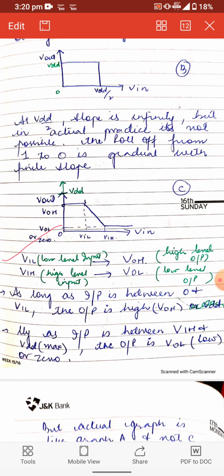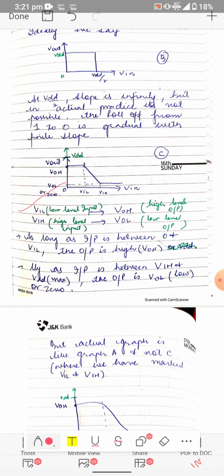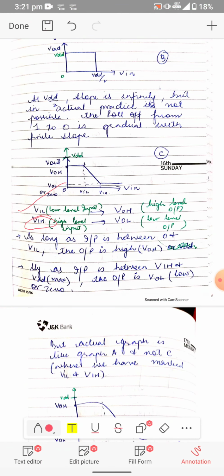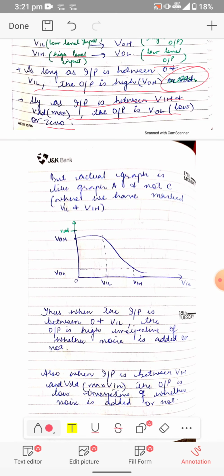And similarly, as long as the input level is high, high meaning VIH which is your high level input, the corresponding output is VOL or the low level output. Okay, now as long as the input is between 0 and VIL, the output is high, VOH or VDD, and as long as the input is between VIH and VDD, the output is low, that is VOL or 0. Okay, so this is how the actual graph looks like in a practical scenario.